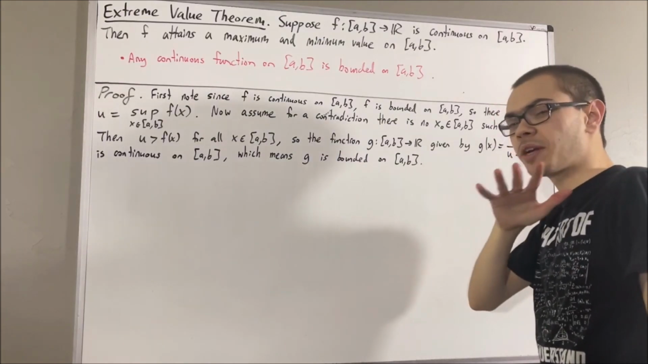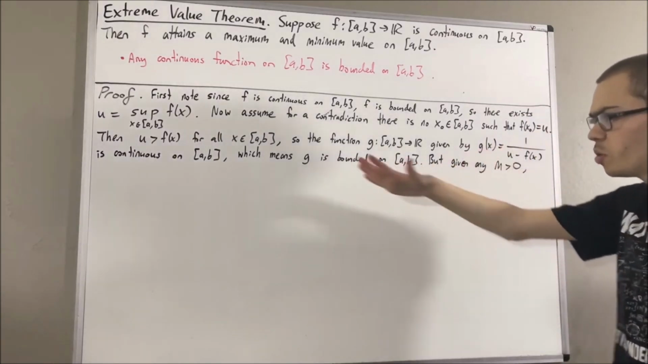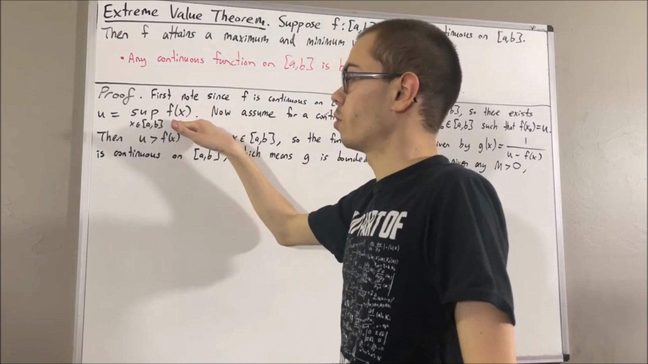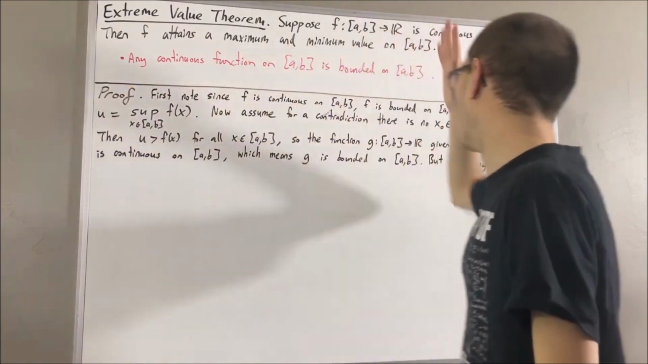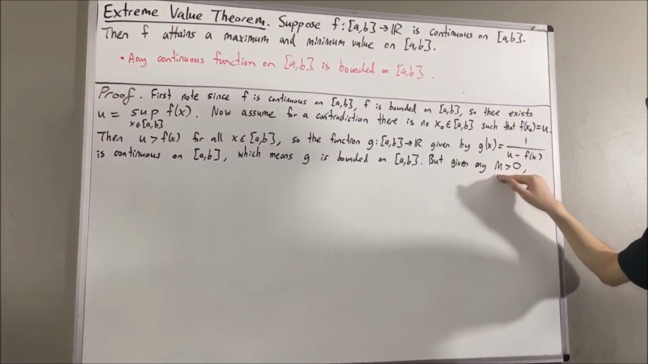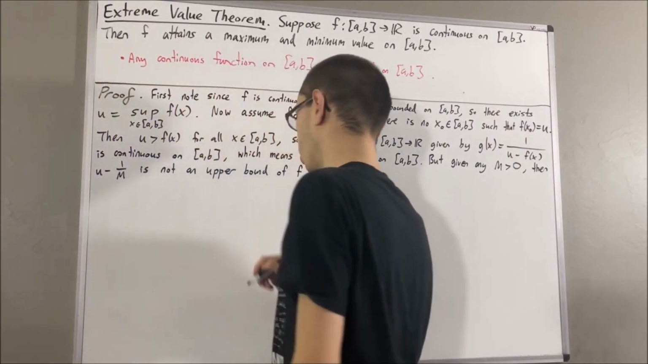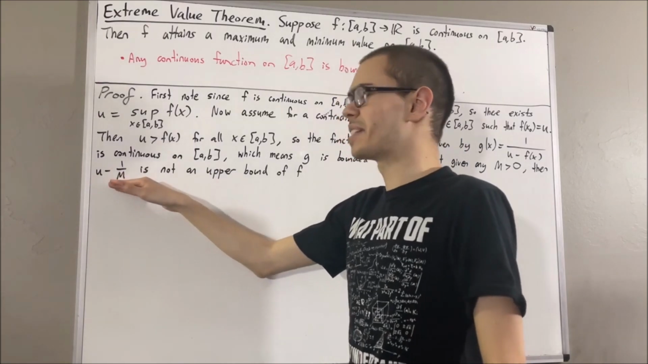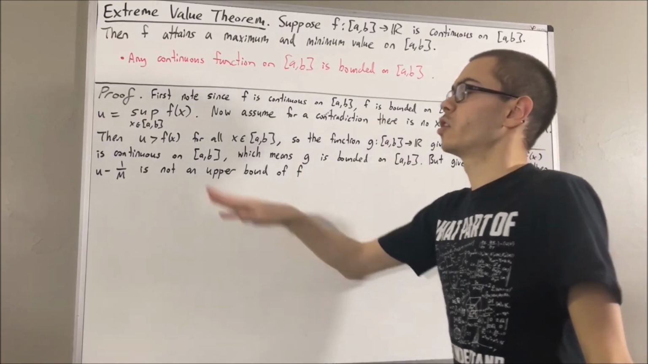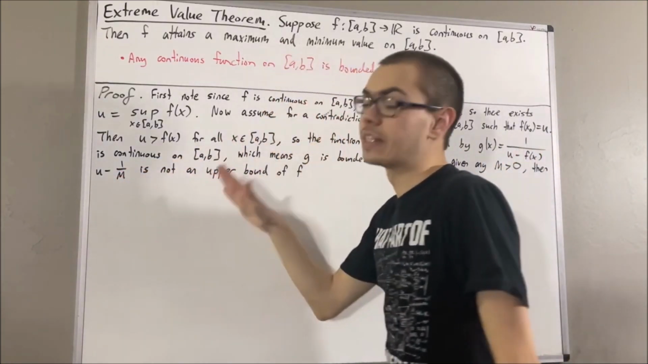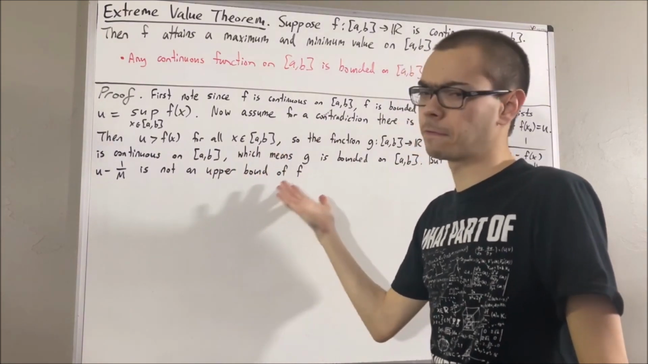So if we consider an arbitrary positive real number m, since u is the least upper bound of f, anything smaller than u is not an upper bound of f. So in particular, u - 1/m is not an upper bound of f. Or in other words, u - 1/m is not greater than or equal to every output value of the function f. Instead, u - 1/m is strictly less than some output value of the function f, and we'll call that output value f(c).